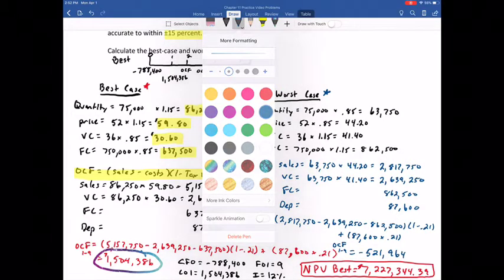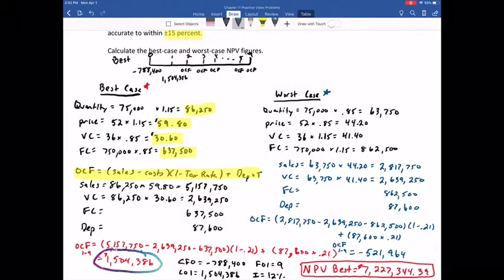So now let's do the same thing, except now I'm calculating the net present value here underneath the worst case scenario. So once again, if I were drawing my timeline, the only inputs that would change would be these operating cash flows that I've highlighted on the timeline. The operating cash flows for the worst case scenario are the negative $521,964. So clear my cash flow register.